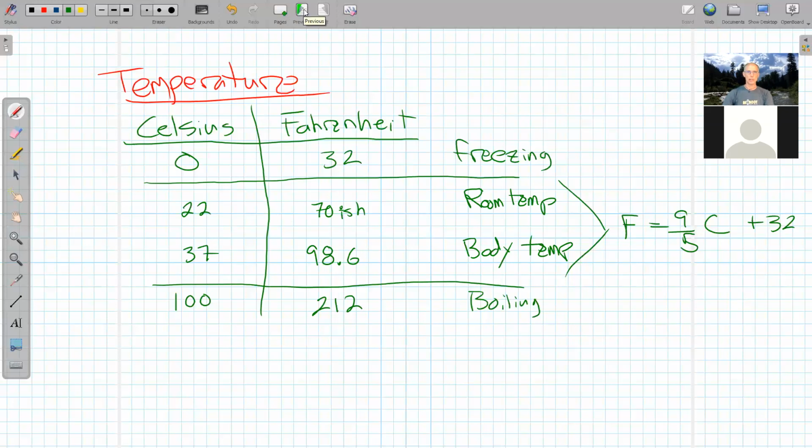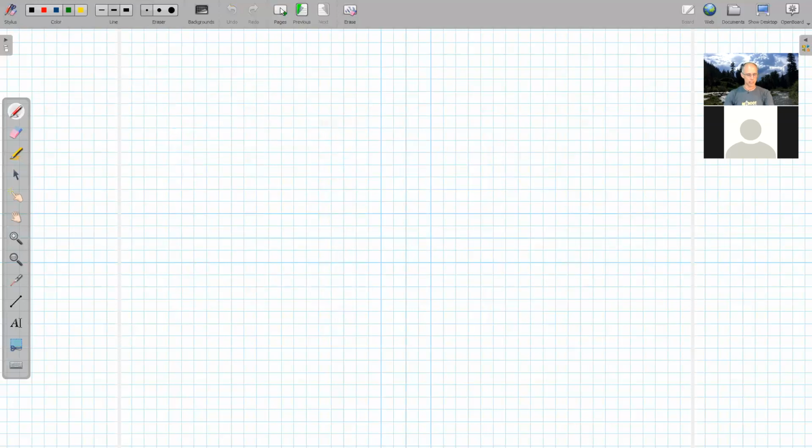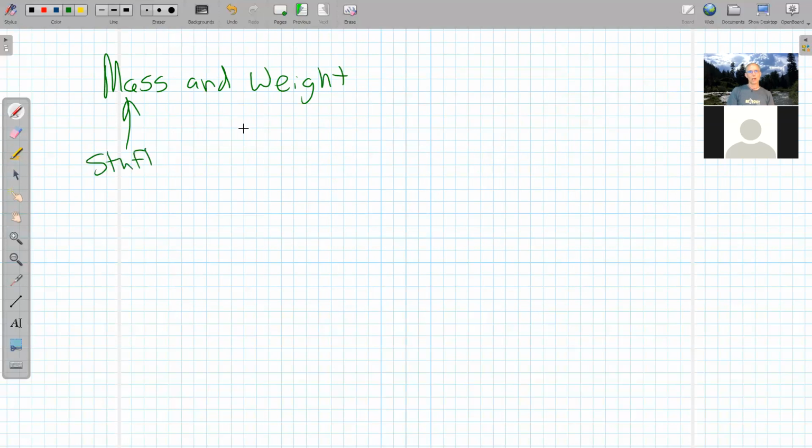A little bit about mass and weight. So mass is basically how much stuff is in something. That's just stuff. Weight is a little bit different. Weight is stuff and gravity together.